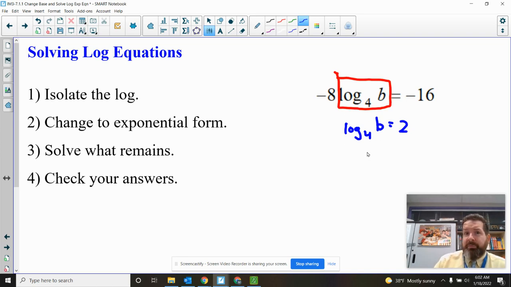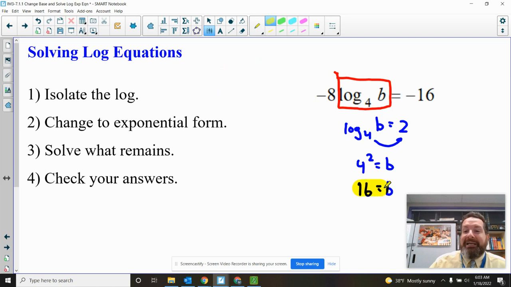It's just log base 4 of b. Change to exponential form, so 4 to the power of 2 equals b. Solve what remains. Sometimes there may be something left to solve. This time there's not really. 4 to the second, that's just 16, so we evaluate it. And there you go. This one's all finished.